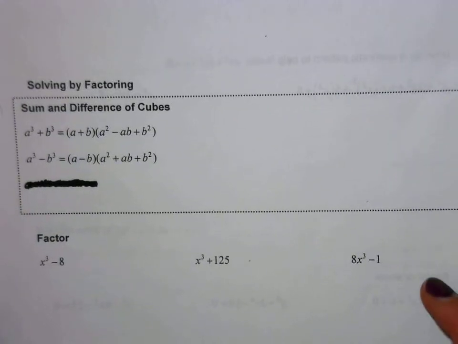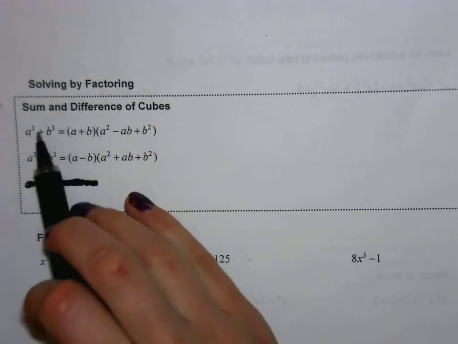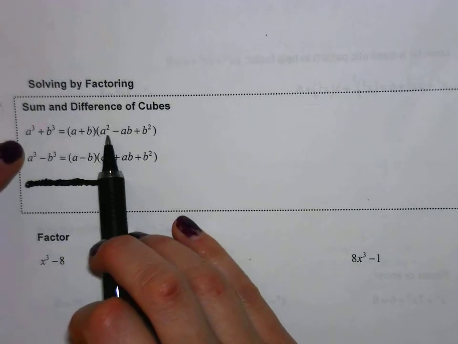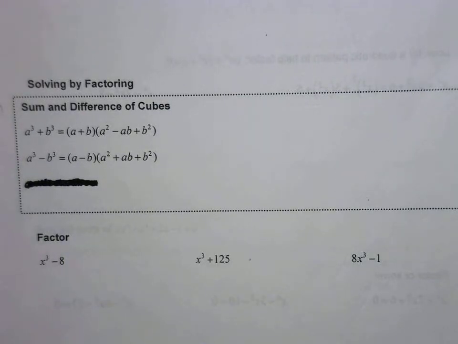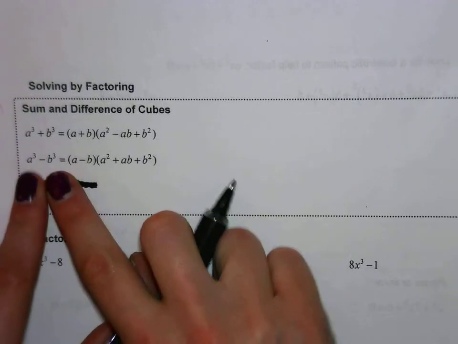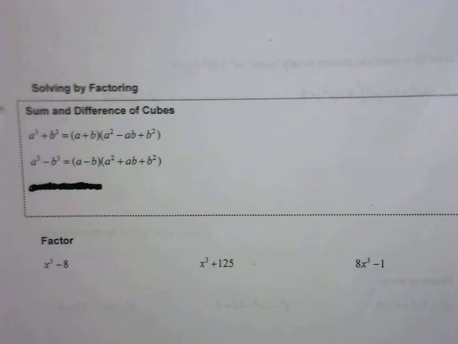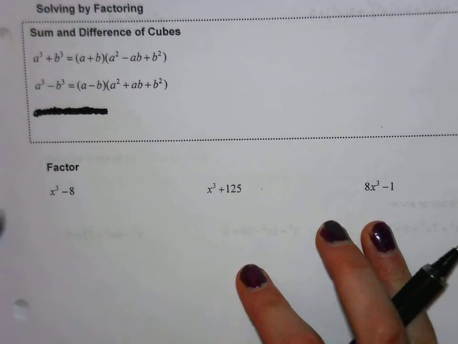Alright, when we are solving by factoring, the sum and difference of cubes. So if we have a cubed plus b cubed, it's the same as a plus b times the quantity of a squared minus a times b plus b squared. Same for the a cubed minus b cubed, except our signs are going to change. So let's take a look at some examples and see how this will work.